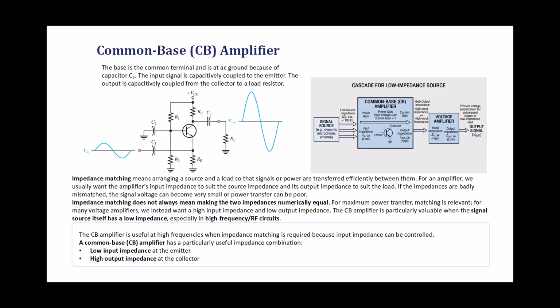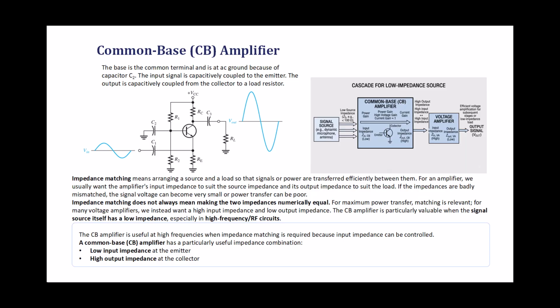Let's start with the common base configuration itself. In this circuit, the base terminal is common to both the input and the output. It's held at AC ground by capacitor C2. So as far as the signal is concerned, the base doesn't move, it's fixed. The input signal is capacitively coupled into the emitter, and the output is capacitively coupled from the collector to a load resistor RL.